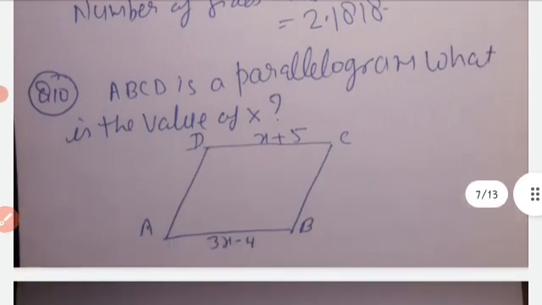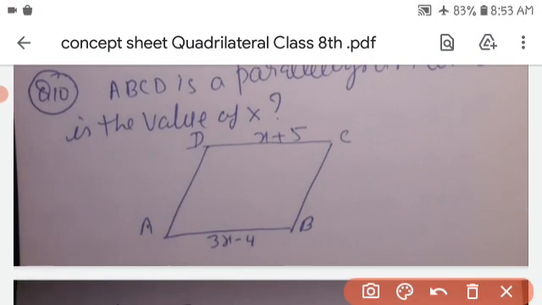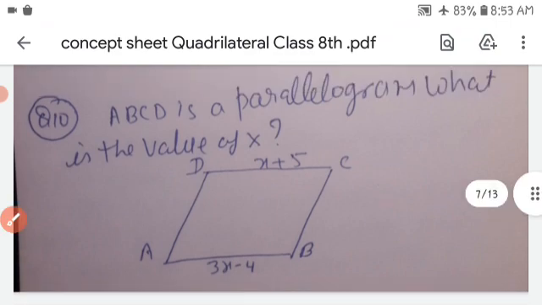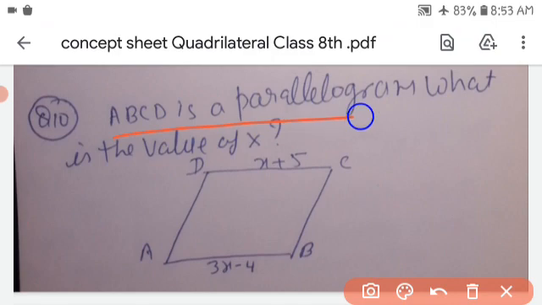Now question number 10. ABCD is a parallelogram. What is the value of x?